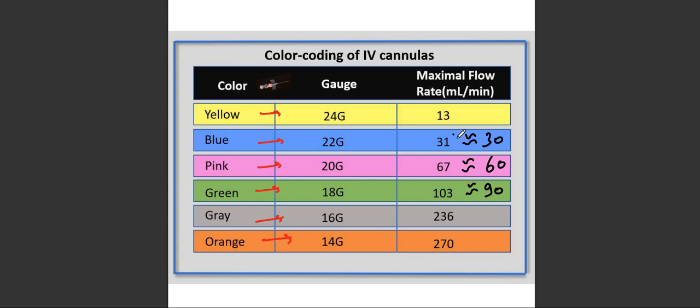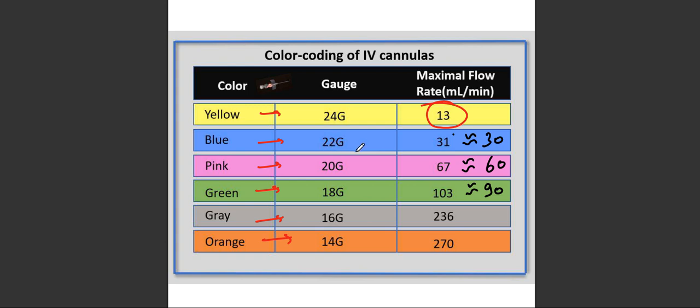Then maximum flow rate. The flow rates are important for the INICET exam, as I had told you that as the number increases the flow rate decreases. Just like the yellow color gauge has the highest number which is 24, therefore it means it has a smaller flow rate, that is 13 ml per minute.